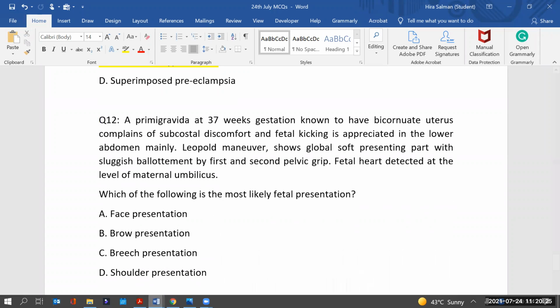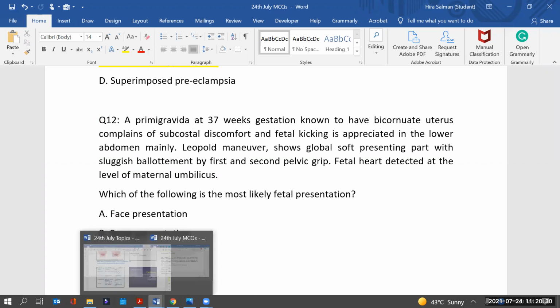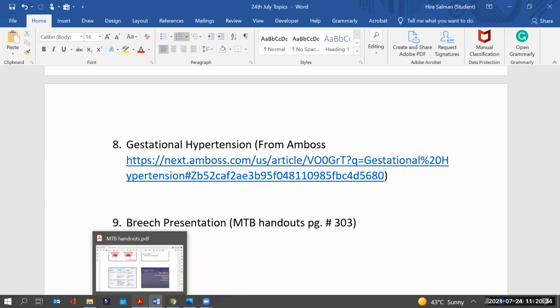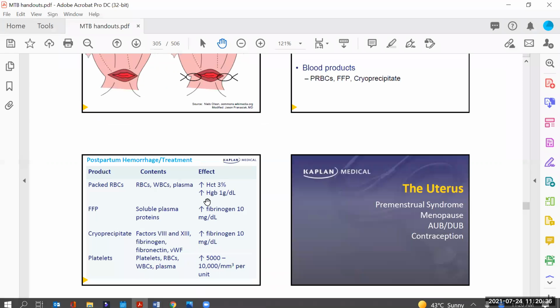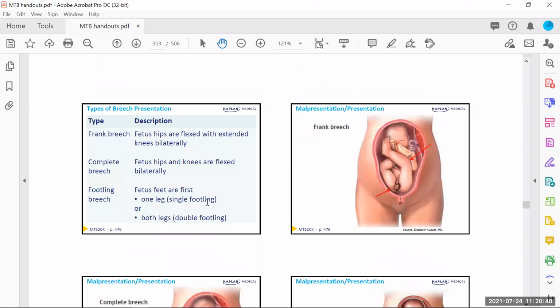For the last question, we have to go for the theory first. It says breech presentation, P03. Okay. For breech presentation, of course, the presentation of the baby is very important to know. We have 3 types of breech: when there is a frank breech, when there is a complete breech, and when there is a footling breech.